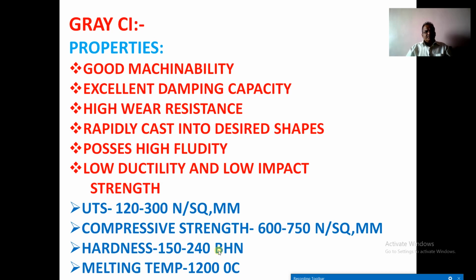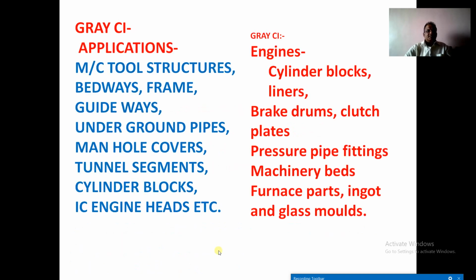Comparatively, the ultimate tensile strength is 120 to 300 Newton per square millimeter. Compressive strength is 600 to 750 Newton per square millimeter. Hardness is 152 to 240 Bhn. Melting temperature is 1200 degrees Celsius in general.